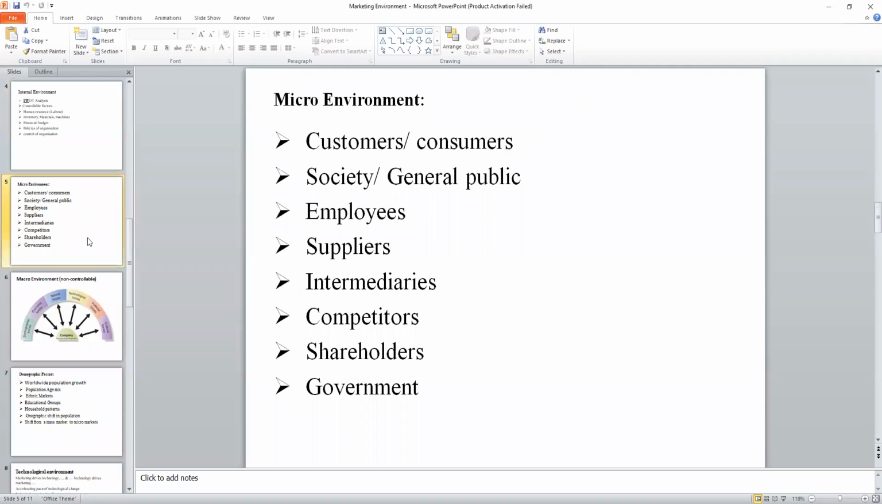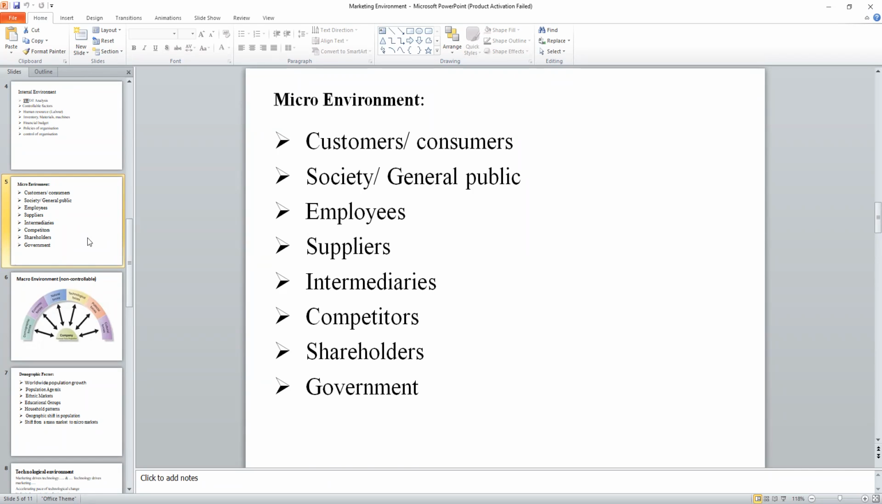While when one thinks of having the micro environment, okay, there are the customers or the public to whom the company is answerable. Similarly, they have the society and general public, the employees, the suppliers, the intermediaries, competitors, shareholders and the government. Now, all of these are the stakeholders of the organization. The company has to think about the various stakeholders. Many a times it happens so that one stakeholder gets the edge or creates the problem.